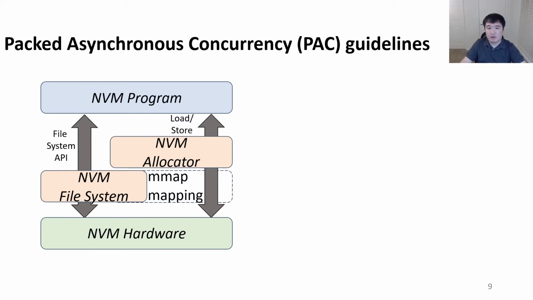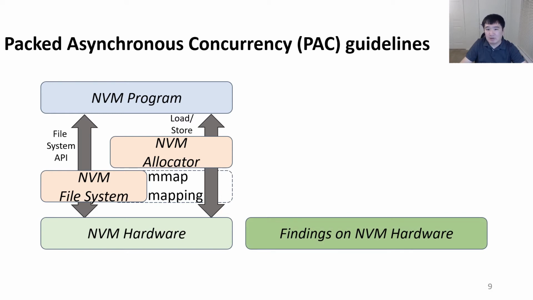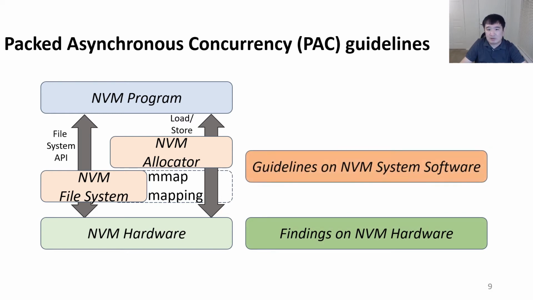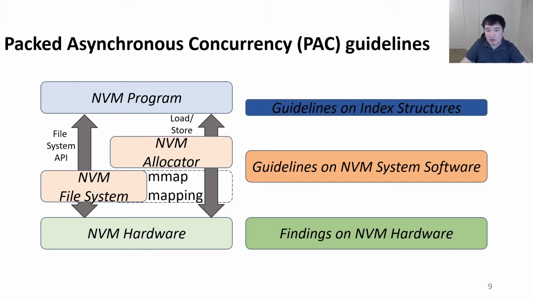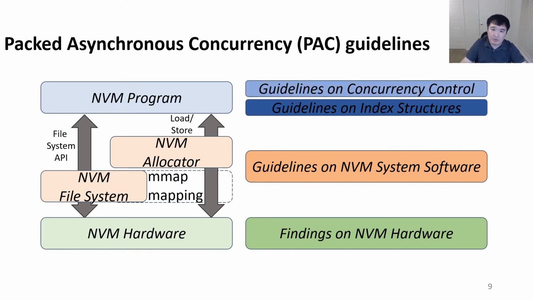In this work, we thoroughly analyze how prior persistent indexes work on real NVM hardware. Based on the analysis, we propose design guidelines named PAC Asynchronous Concurrency for high-performance persistent indexes. From the empirical analysis, we derive 5 findings on NVM hardware. We then propose 10 guidelines on the use of system software, algorithmic considerations for persistent indexes, and concurrency control for making the best use of NVM hardware.